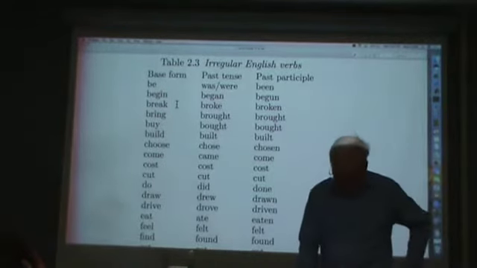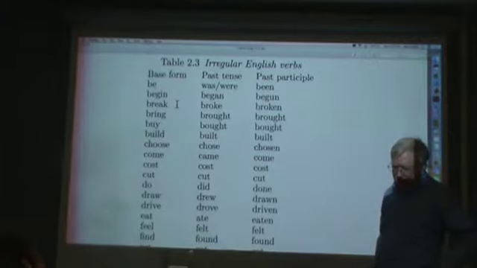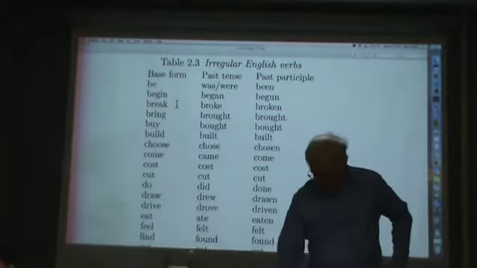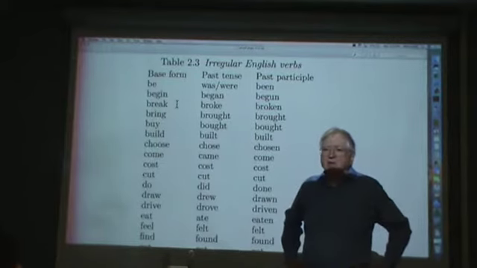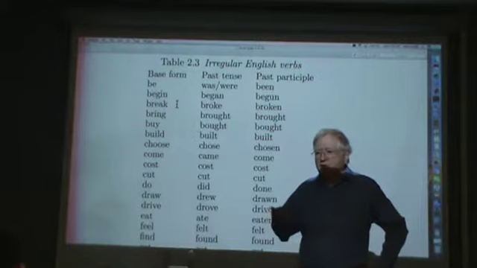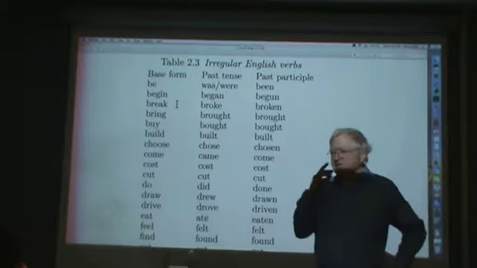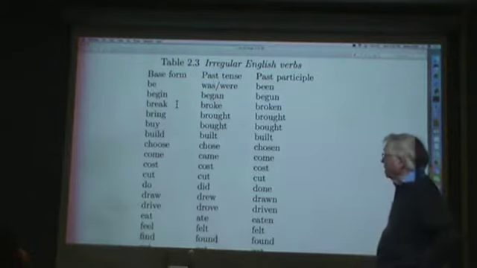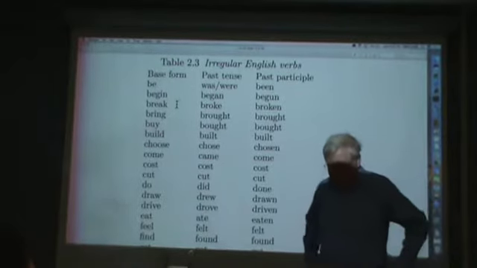Or "break," that's it. Break, broke, broken. Yeah, they left "beat" out. Maybe I'll add it in. Okay, anyway, so basically, if you're not sure of what the present, past, or past participle is of some irregular English verb, you just Google it. Or ask the Germans.